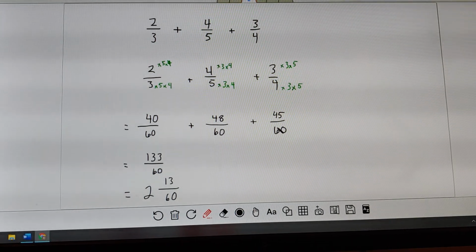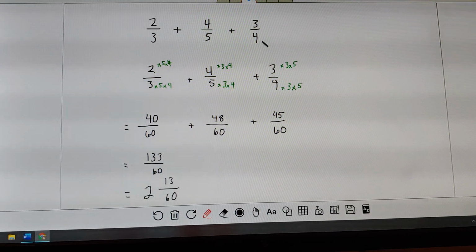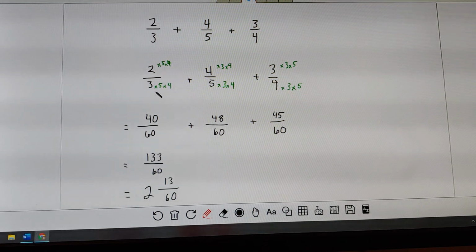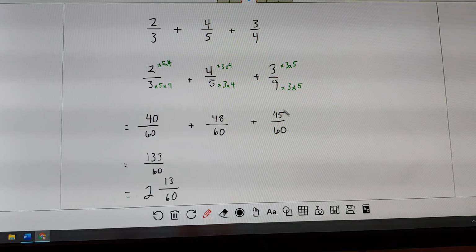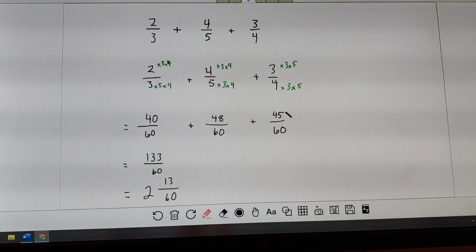And then again, one last time. What did I do to 4 to get it to be 60? Well, I multiplied by the other two denominators. So I did 4 times 3 times 5, and then 3 times 3 times 5, and it gives me 45. So now I have all three fractions as fractions over 60.